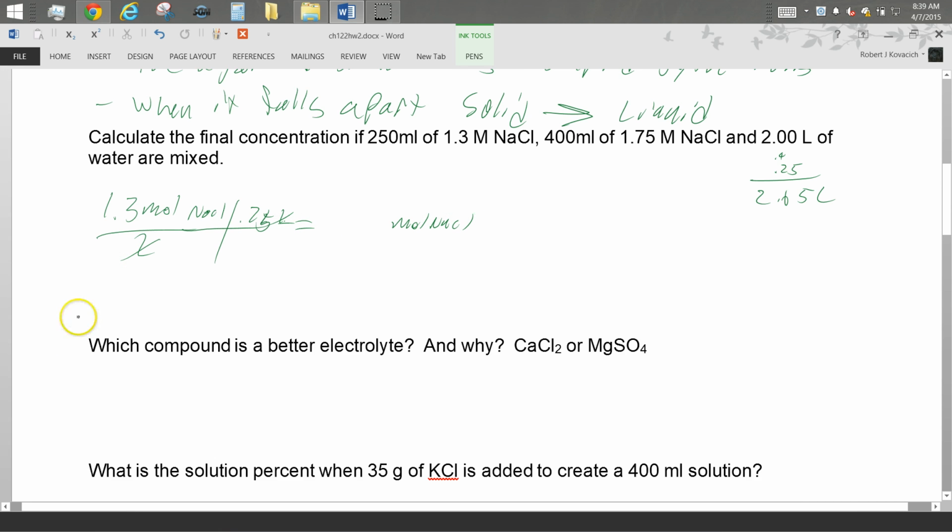And then my next calculation is 1.75 moles NaCl per liter times 0.4 liters, and the liters cancel out, and I've got moles NaCl.